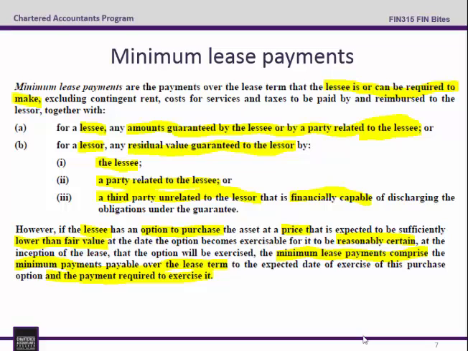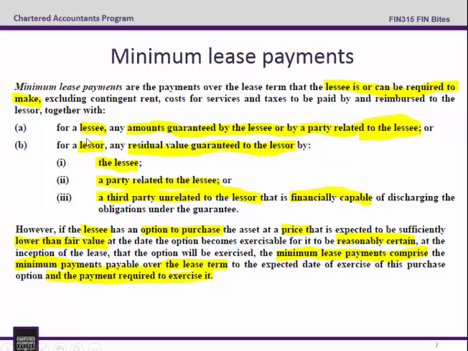I'll miss those other bits because they don't affect us very often. Together with, for a lessee, any amounts guaranteed by the lessee or by a party related to the lessee, or, if you're looking at it from the lessor's perspective, any residual value guaranteed to the lessor by the lessee, a party related to the lessee, or a third party that's unrelated to the lessor that is financially capable of discharging the obligations under the guarantee.